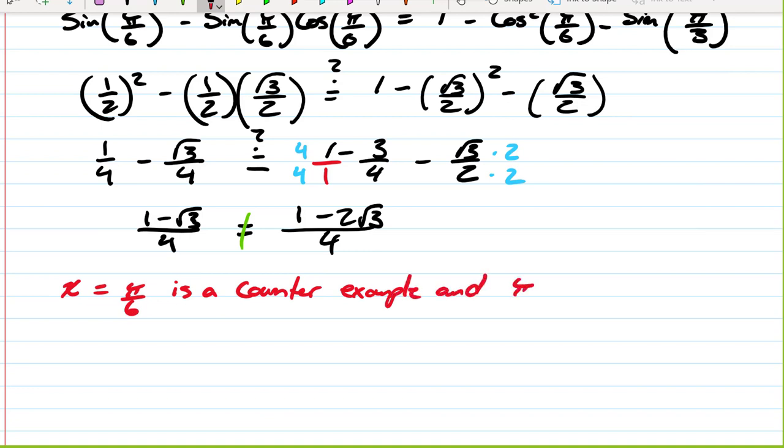And pi over 6 is a counterexample, so the equation is not an identity.